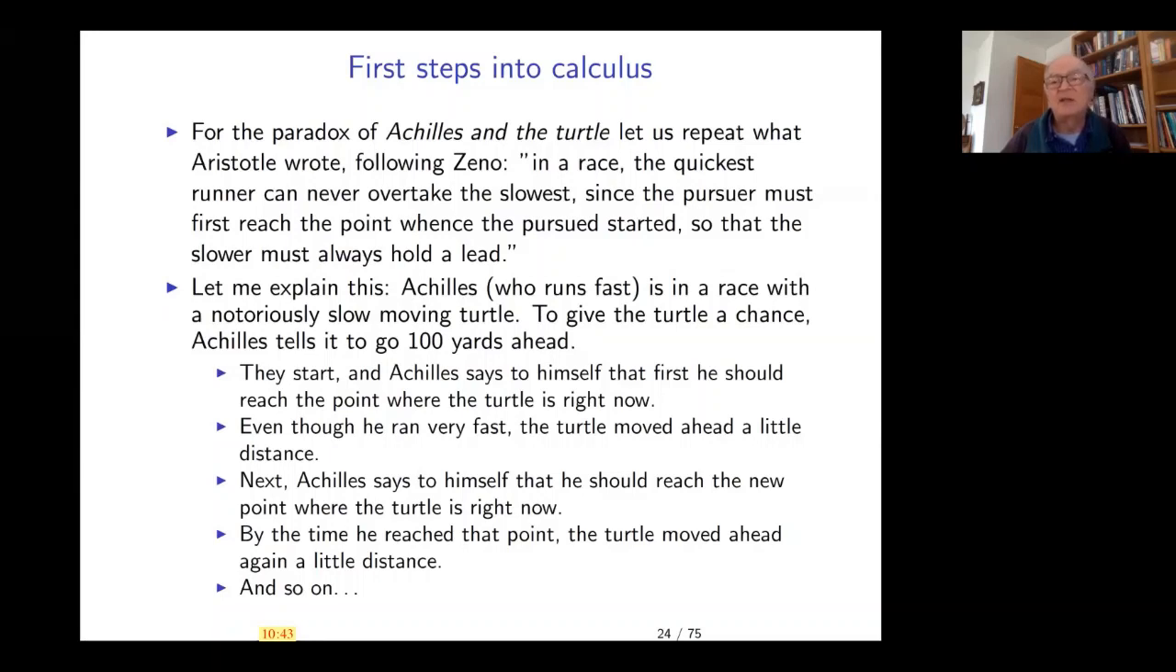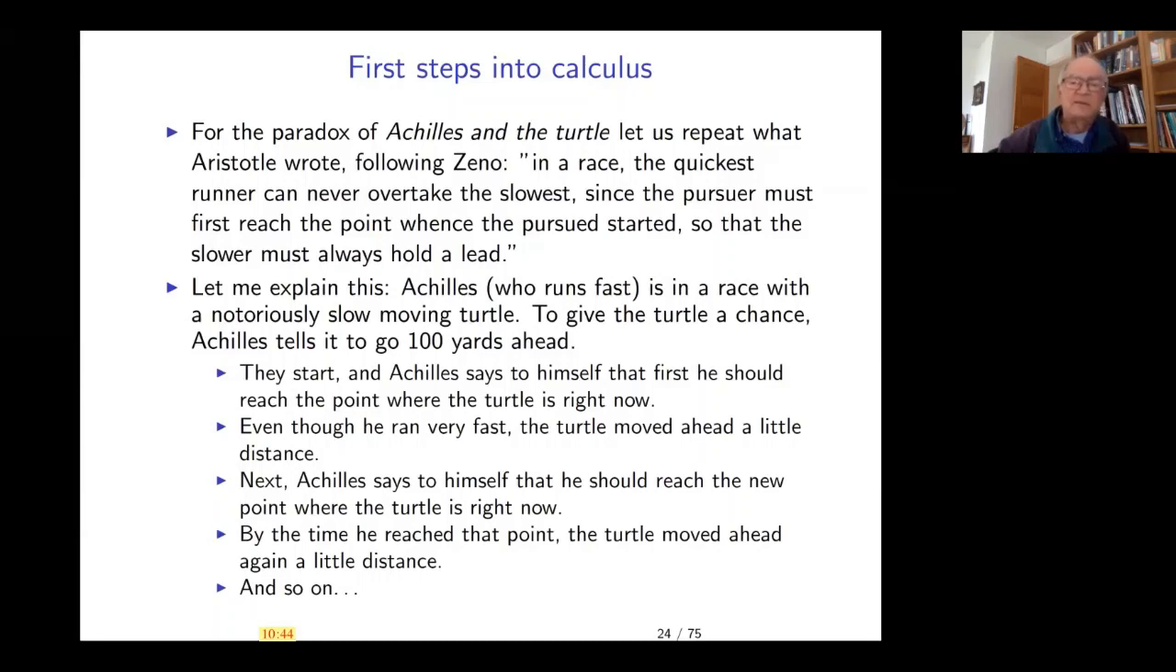So this is essentially the same argument as the midpoint paradox, except that the midpoint is replaced by position. So let me explain. Achilles, who runs very fast, wants to give the turtle a chance to win. So he says, you start from 100 yards ahead of me. To start, Achilles says to himself, well, let me just run to where the turtle started from. While he runs very fast to that point, the turtle advanced a little bit.